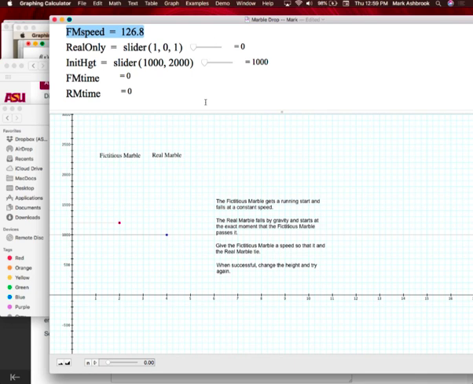So I made that part bigger. This is still pretty small. I can read this to you. It says, the fictitious marble gets a running start. So let's just do that. And you know, it's here.